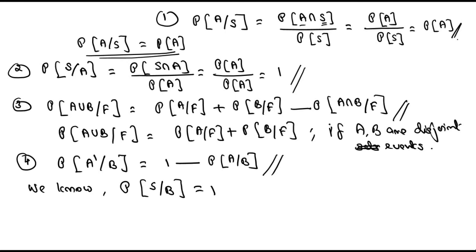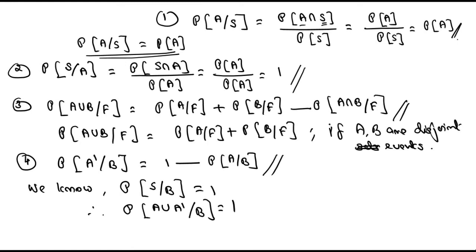This is the second property, we have already proved that probability of S given A equals 1. So we can take here probability of S given B also 1. So immediately we can say that A union A dash is always equal to your complete set, that is your sample space. Therefore probability of A union A complement given B is also equal to 1.